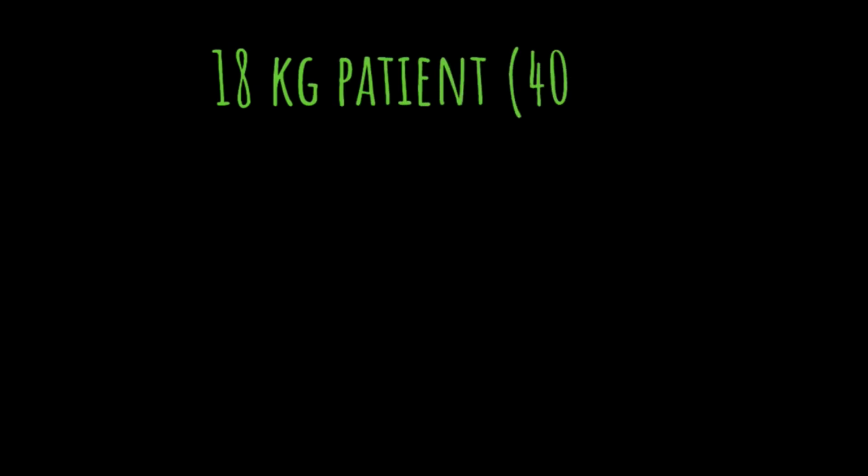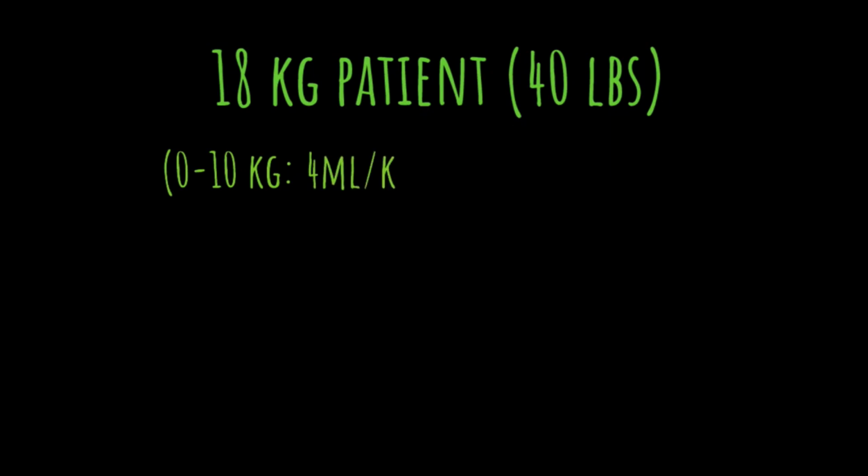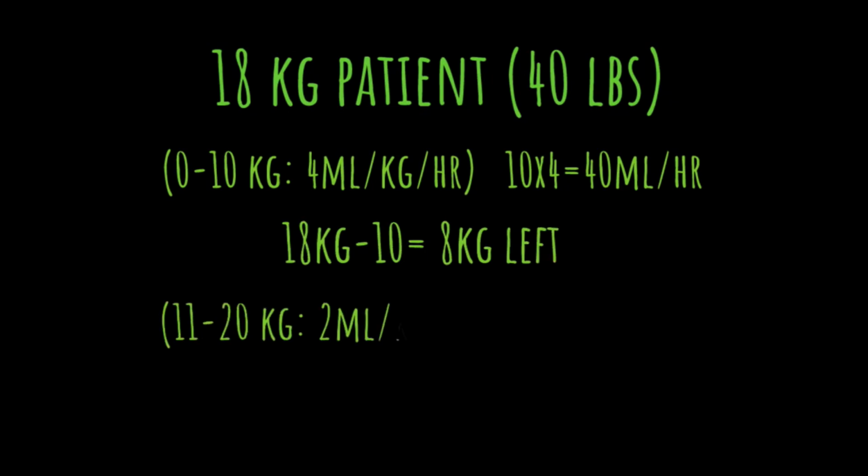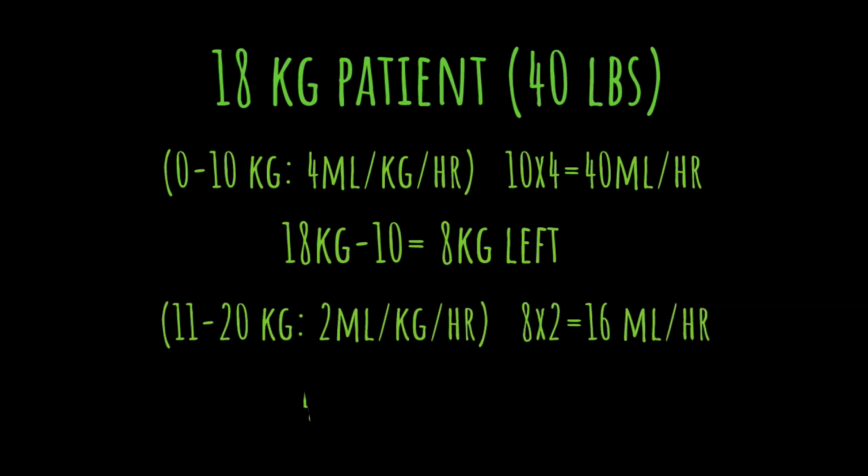So let's do another example using an 18 kilogram patient or a 40 pound patient. So first 10 kilograms of body weight, we're getting 4 mLs per kilogram per hour, which if we multiply is 40 an hour. Next, we don't have a full 10 kilograms, we have 8. So this winds up being 16 milliliters an hour after we multiply 2 times 8. Add them together and we wind up with 56 milliliters an hour.